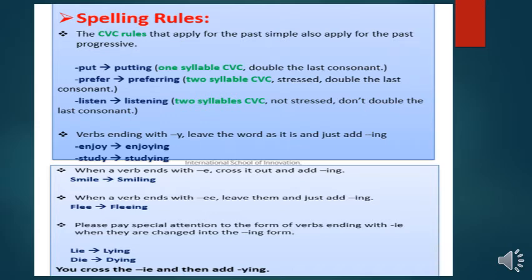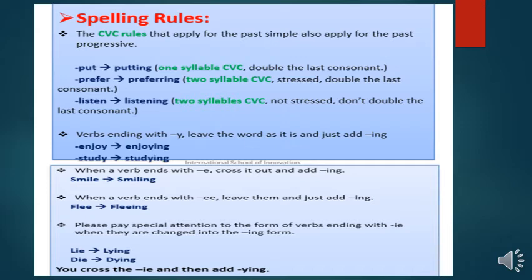Now we move to some of the spelling rules regarding the past progressive. The CVC rules that apply for the past simple also apply for the past progressive. So if we have a one-syllable word with a consonant vowel consonant, we double the last consonant and then we add ing. Like put, putting, we doubled the T and then we added ing.